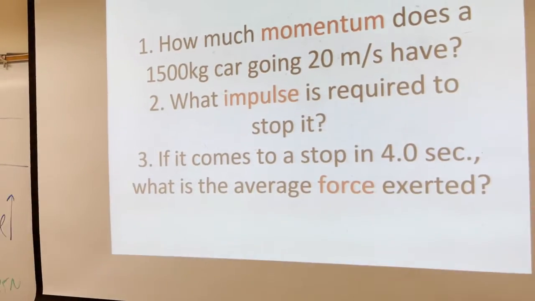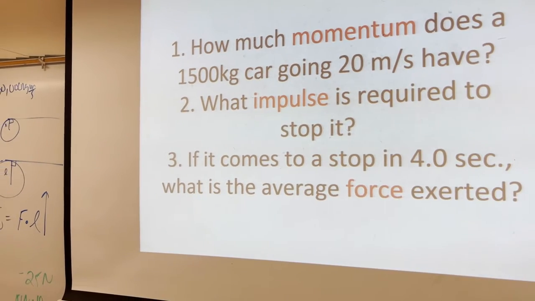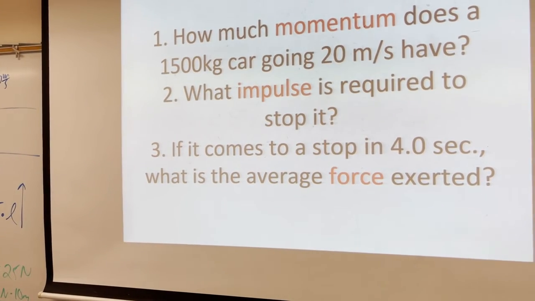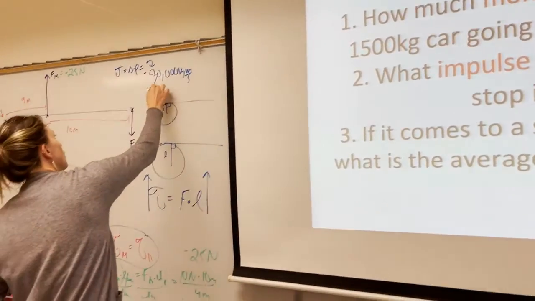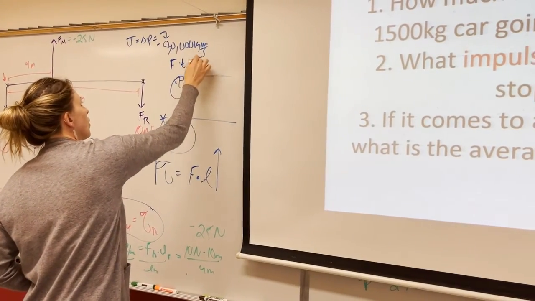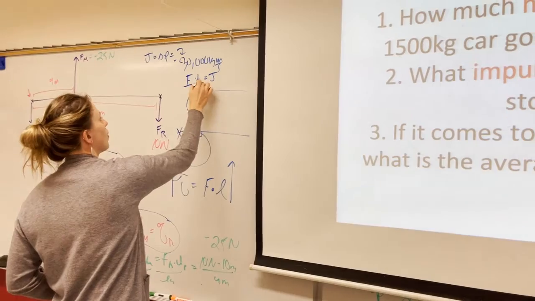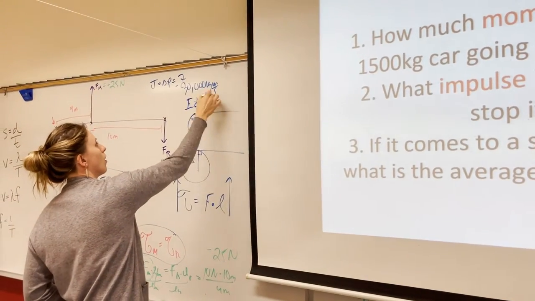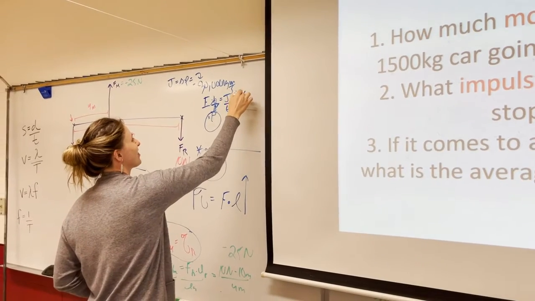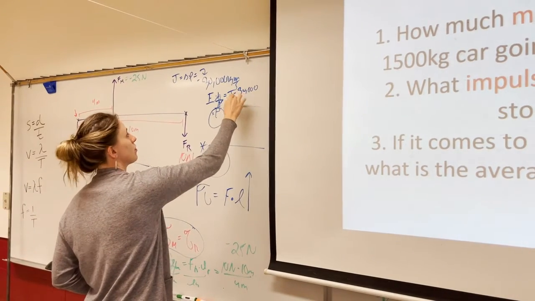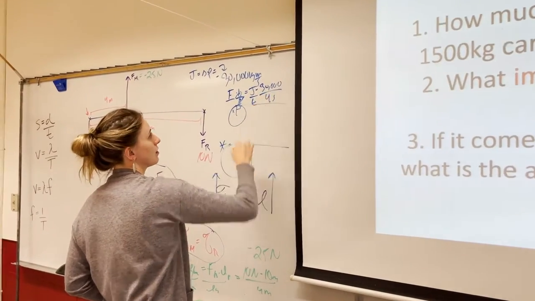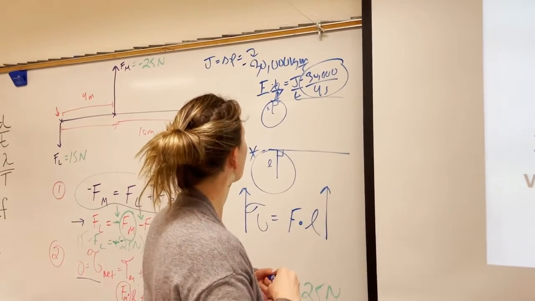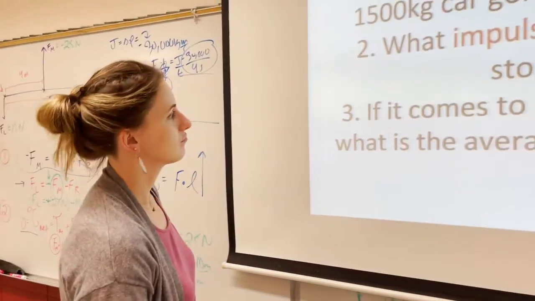So if it comes to a stop in 4 seconds, what is the average force exerted? Well, let's see, force times time is impulse. So it's 4 seconds. That'd be 30,000 divided by 4, 7,500 newtons. Plug it in: negative 7,500 newtons. You've got to push in the opposite direction to slow it down.